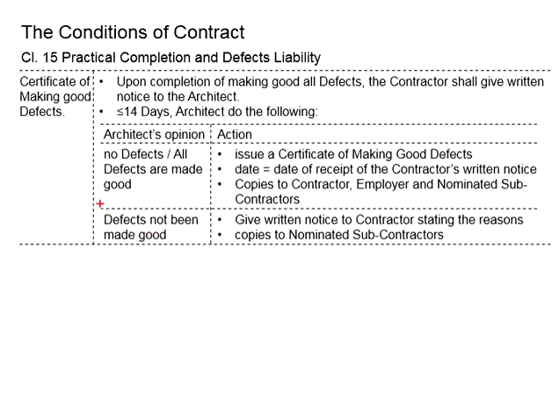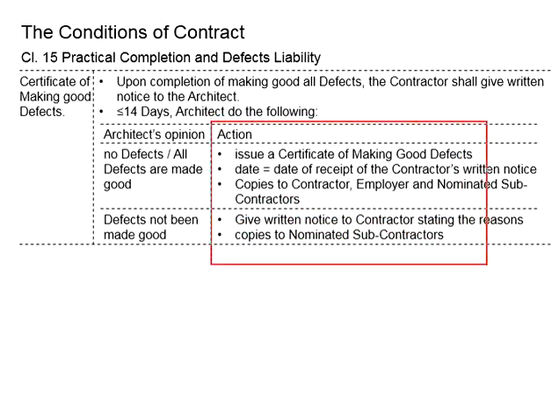Now, let's say that the defects have not been fully rectified, or the relevant works have not been undertaken. The architect will give a written notice to the contractor stating the reasons and notifying the area which is still not made good. An additional copy of this notice needs to be sent to the nominated subcontractor.